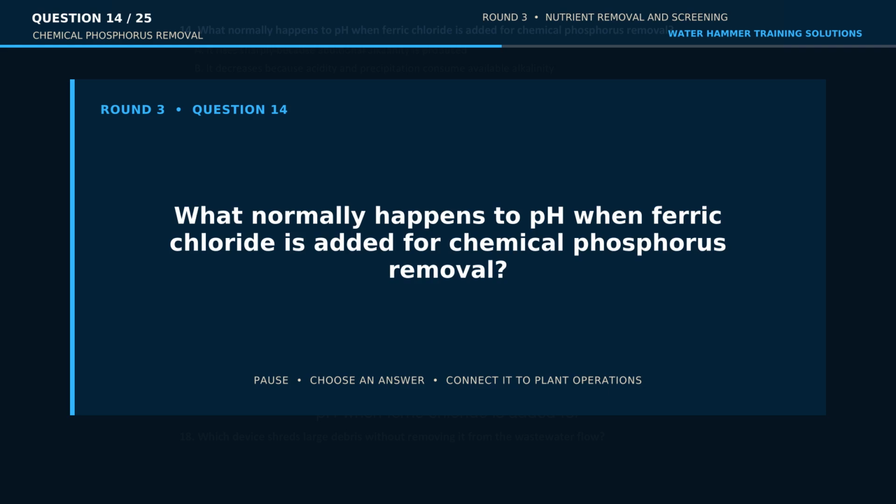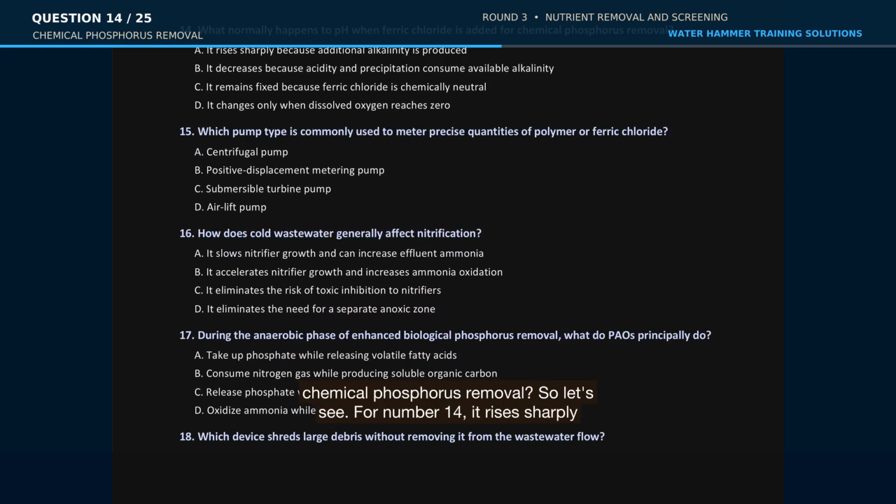All right, what normally happens to pH when ferric chloride is added for chemical phosphorus removal? So let's see. For number 14, is it A, it rises sharply because additional alkalinity is produced? No. Is it decreases because acidity and precipitation consumes available alkalinity? Yes. You add ferric chloride, it combines with your calcium carbonate, and it's going to become acidic.